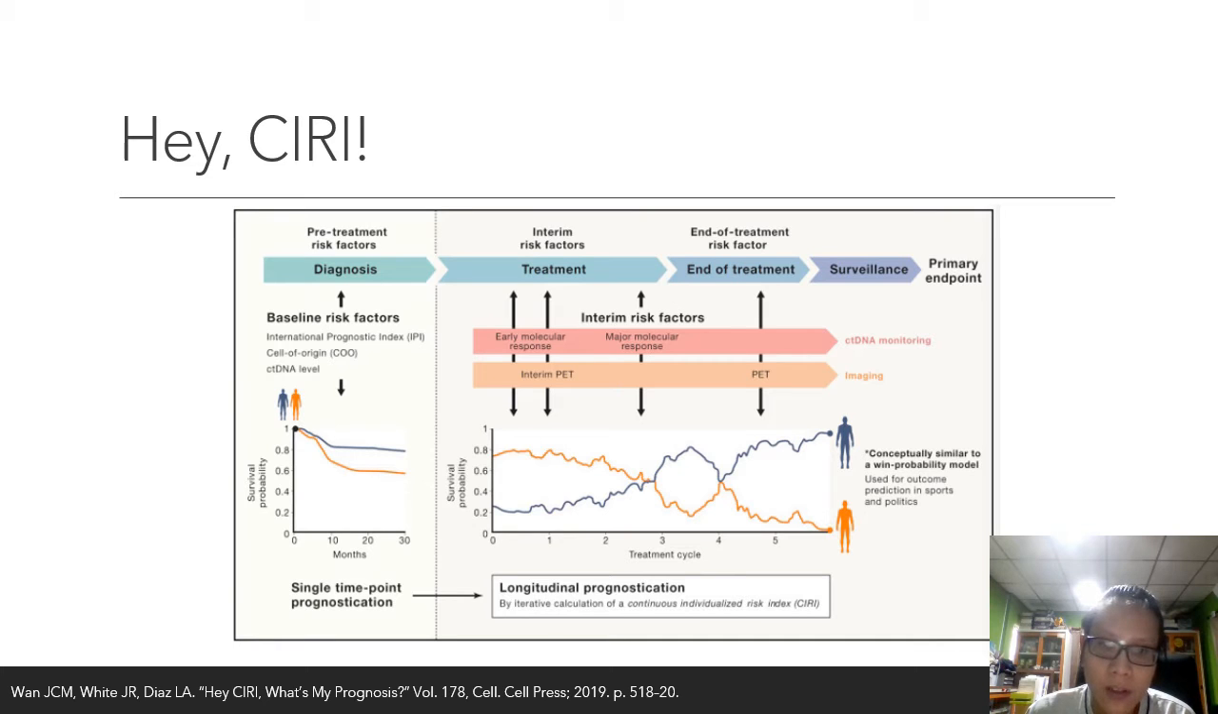Previous to this research, only a single time point of treatment was used to predict the prognosis of the disease. But this article uses longitudinal prognostication. That means you can take many time periods: pre-treatment, during treatment, or the end of treatment.